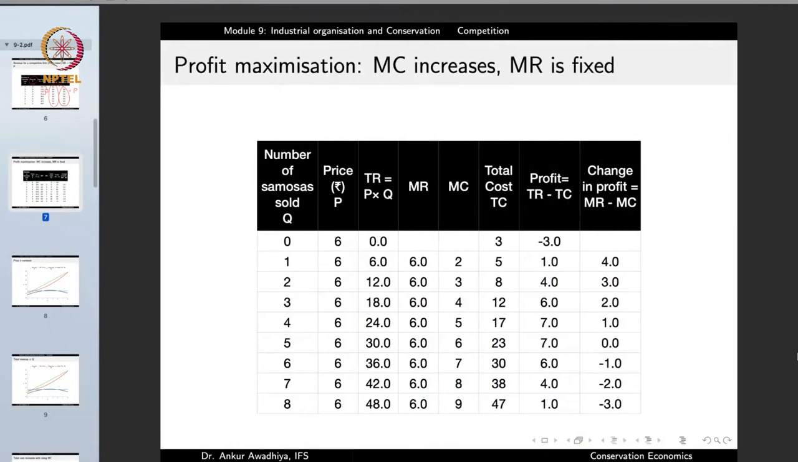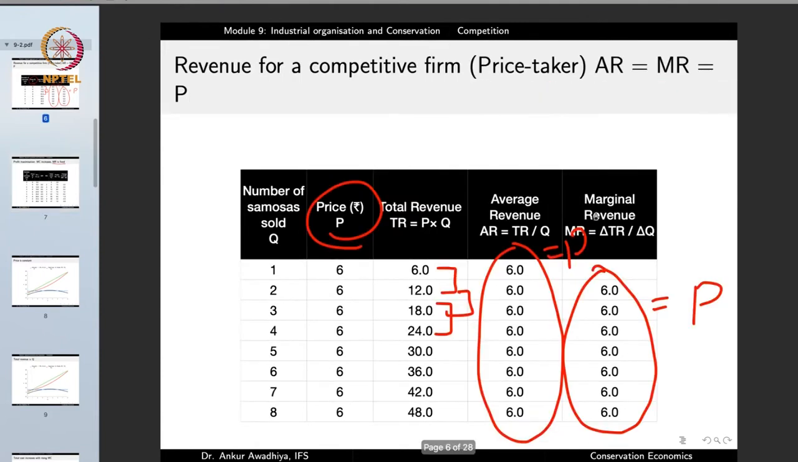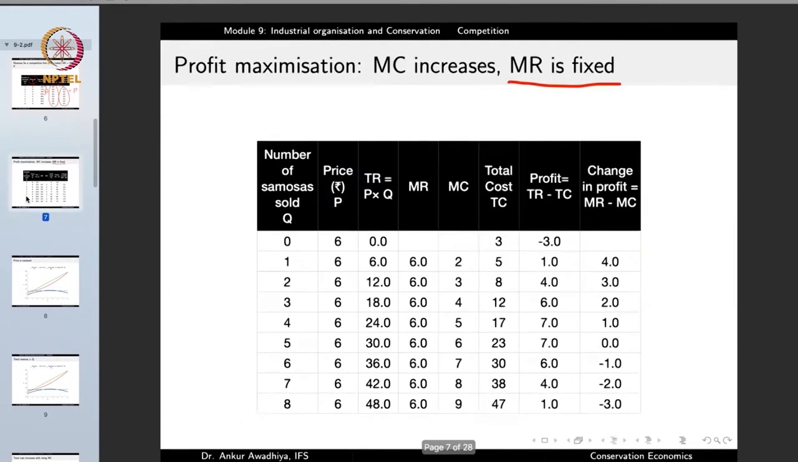Now, when we talk about profit maximization, we need to remember that marginal revenue is fixed, which is given by the price. So here we have observed that the marginal revenue is equal to price. But when more and more quantity of goods are being produced, the marginal cost increases. And we have observed that the marginal cost increases because of the law of diminishing marginal product, which means that for every additional unit of item that is being produced, the inputs do not work that hard. The efficiency goes down. So the marginal cost increases when more and more products are being manufactured, whereas the marginal revenue will remain the same as P.